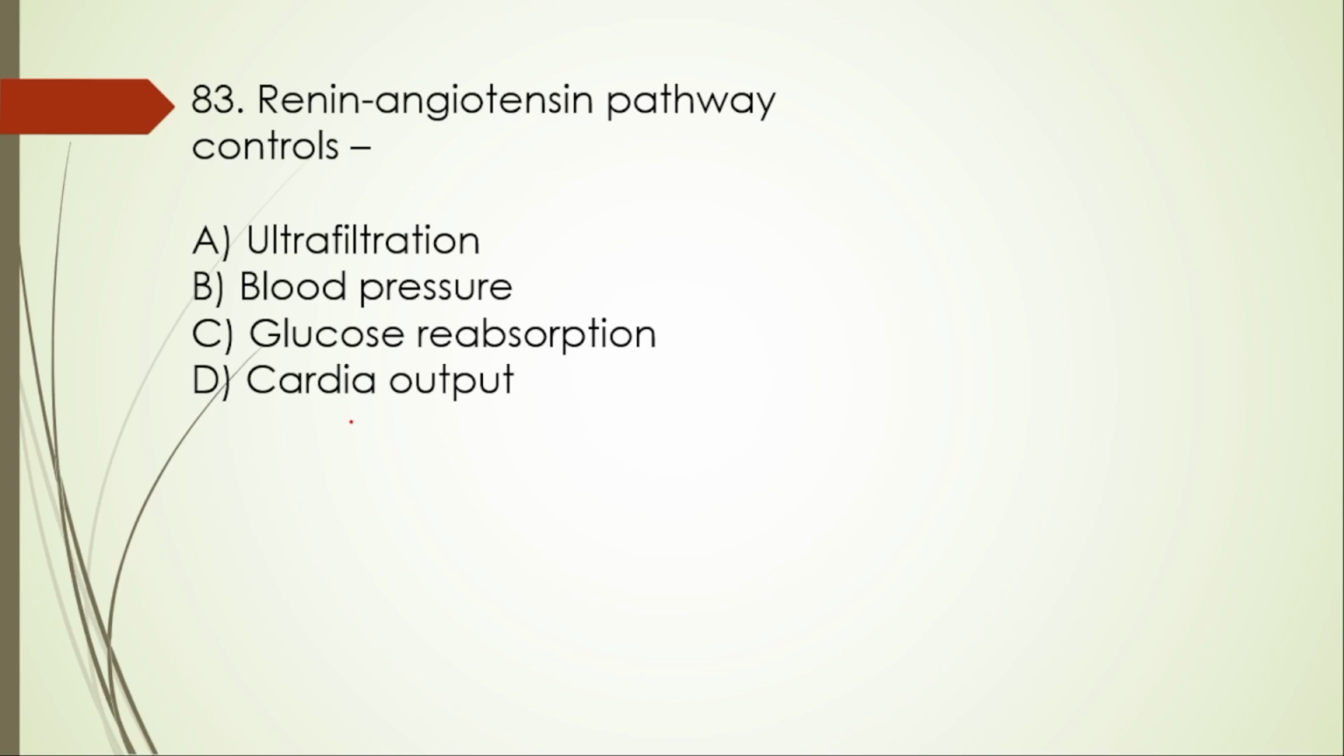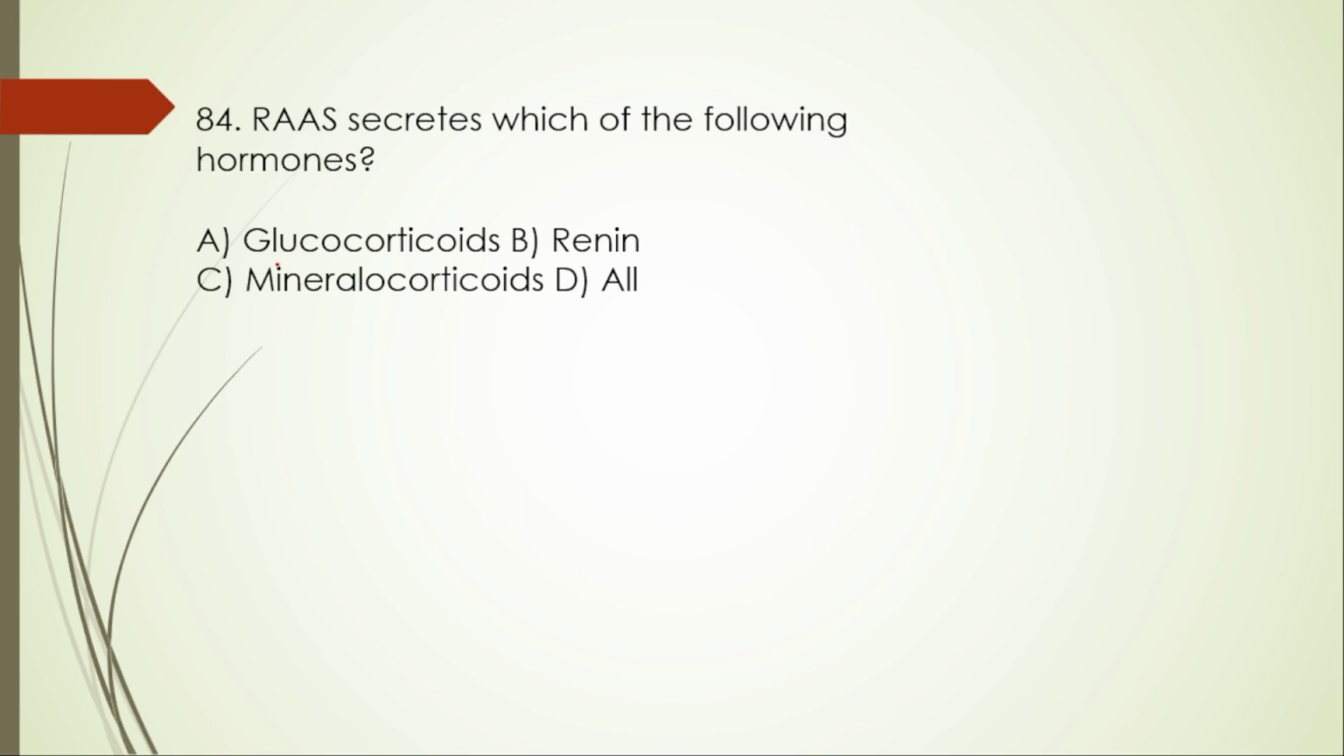83. Renin-angiotensin pathway controls ultrafiltration, blood pressure, glucose reabsorption, cardiac output. So here it controls what? Blood pressure. Next, 84th one. RAS secretes which of the following hormone? A, glucocorticoids, B, renin, C, mineralocorticoids, and then D, all. So here the right option is option C, mineralocorticoids.